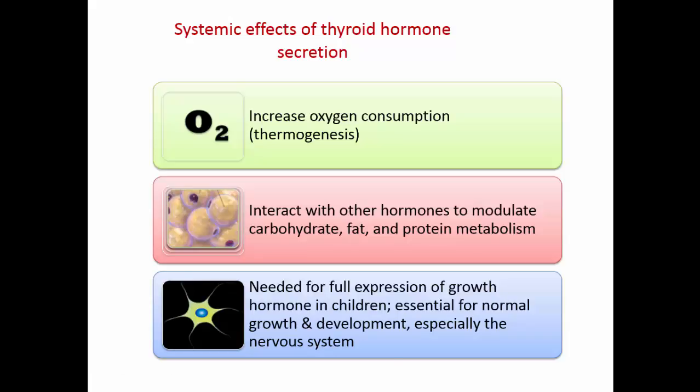Thyroid hormone is needed for the full expression of growth hormone in children, and this means that it's essential for normal growth and development, and it's especially important for the development of the nervous system.